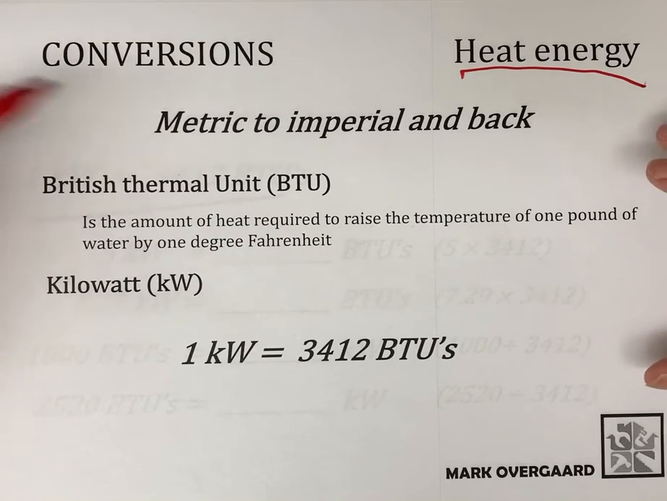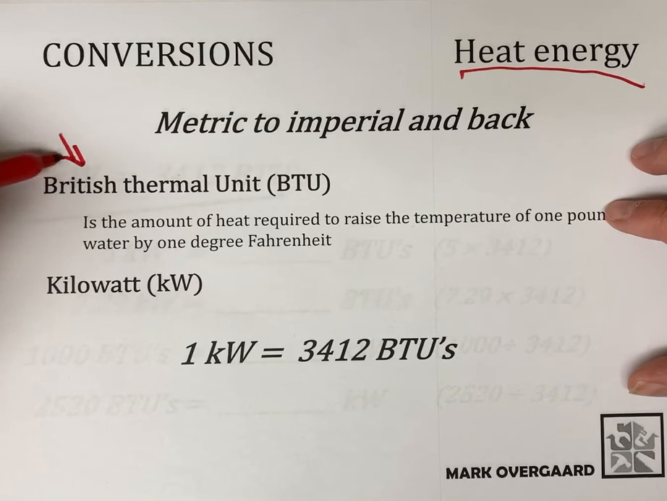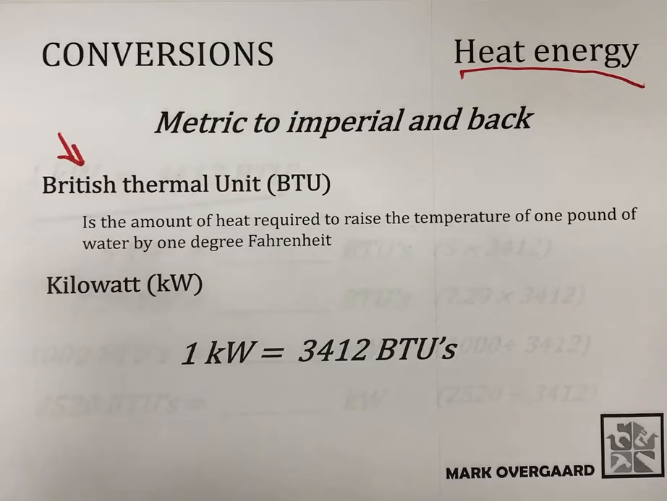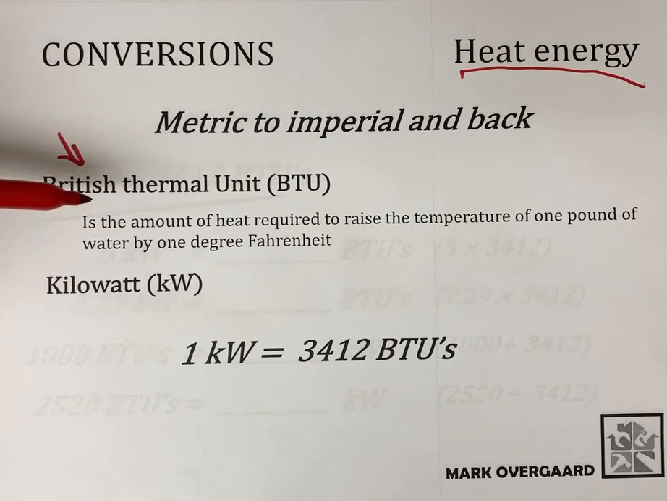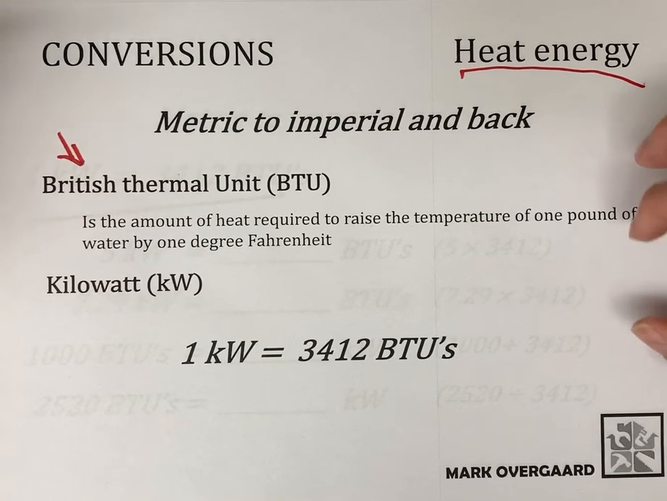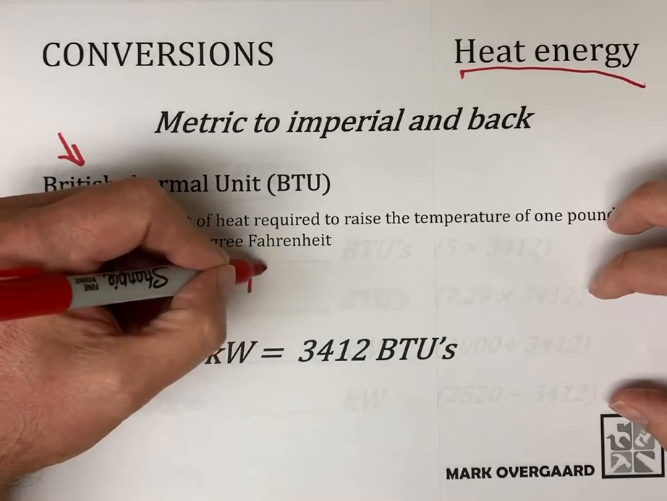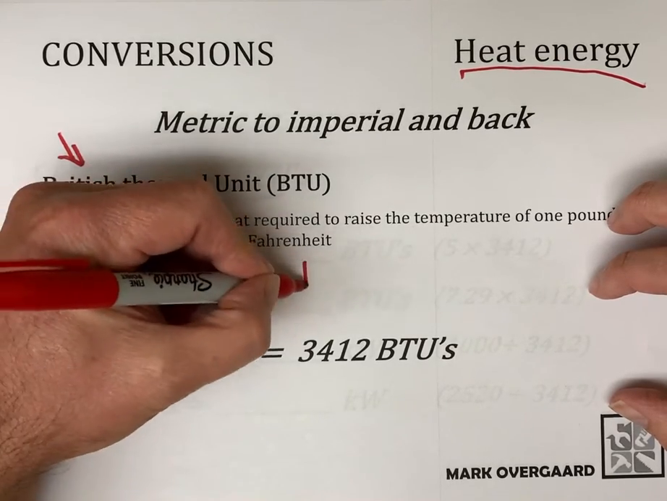So the imperial version of heat energy is what we call the British thermal unit, or BTU. And what a BTU is, it's basically the amount of heat required to raise the temperature of 1 pound of water 1 degree Fahrenheit. Now, the metric version of this is the kilowatt, or more specifically, we can say kilowatt hour.